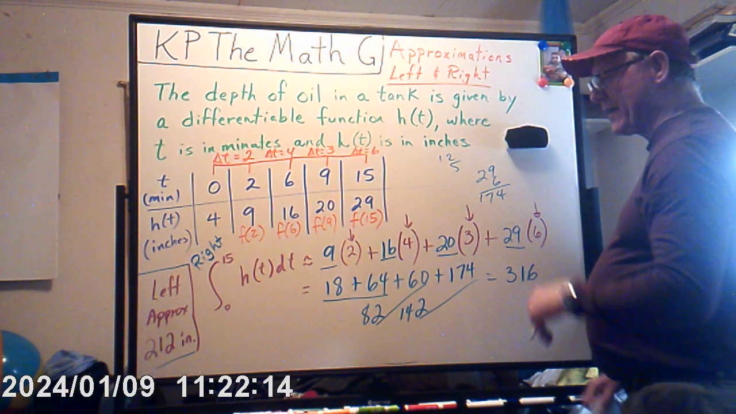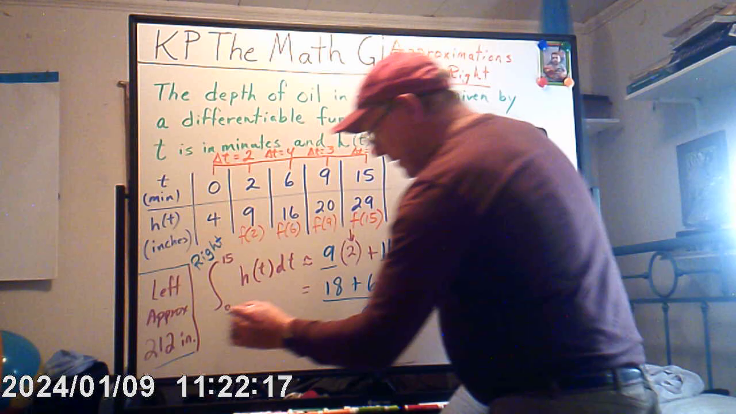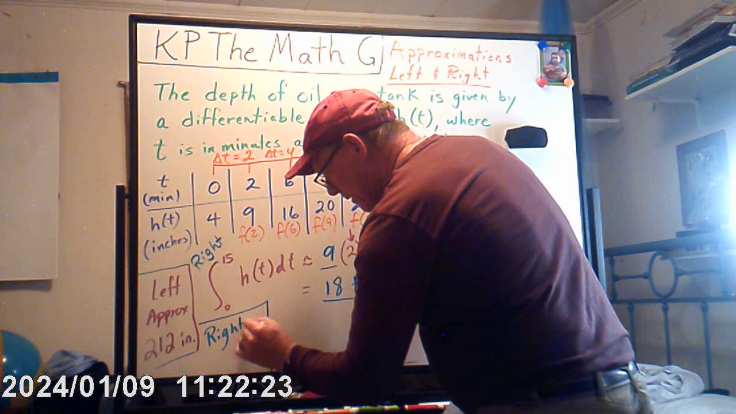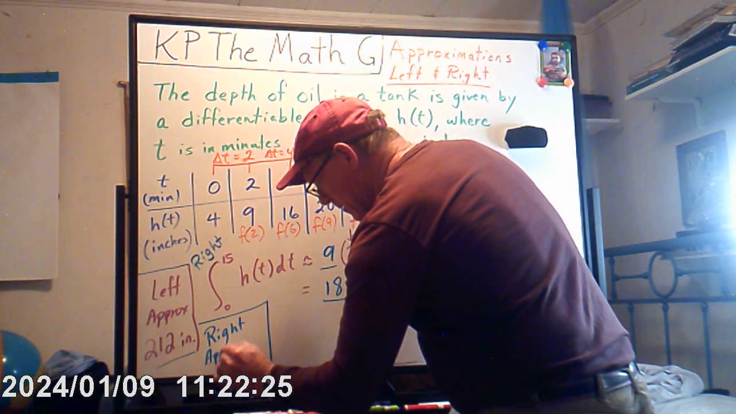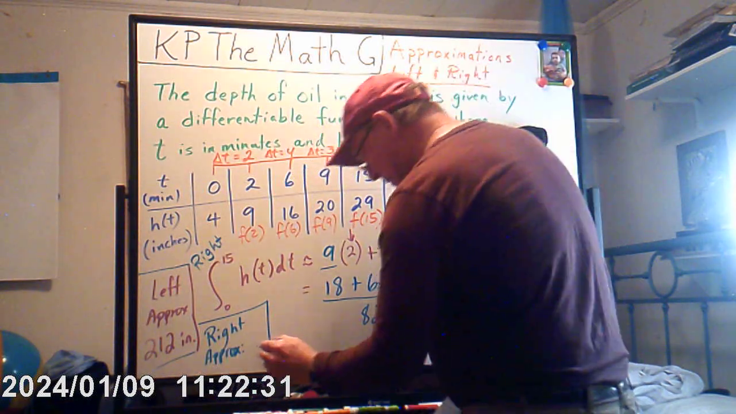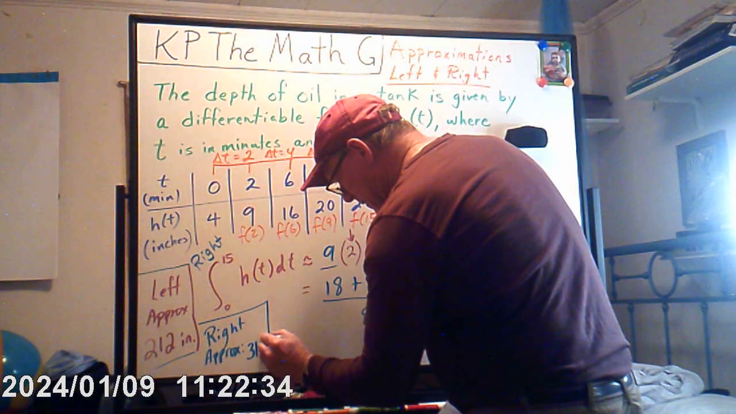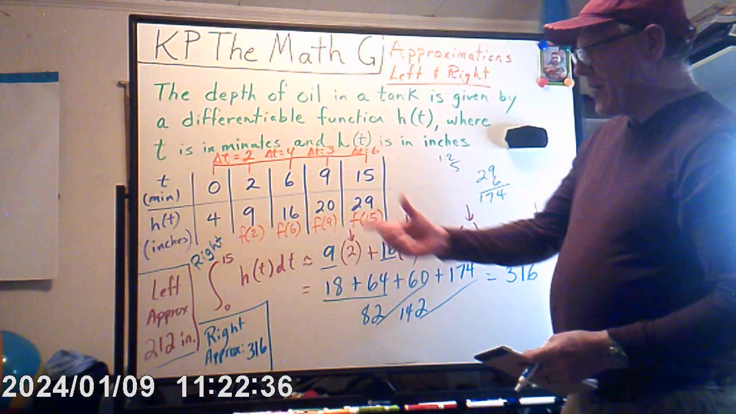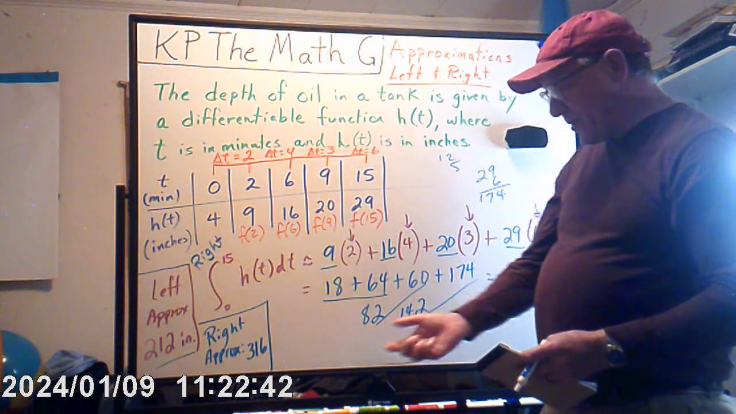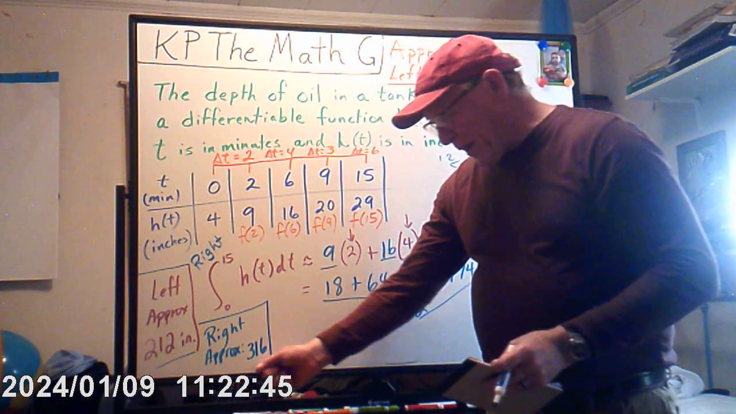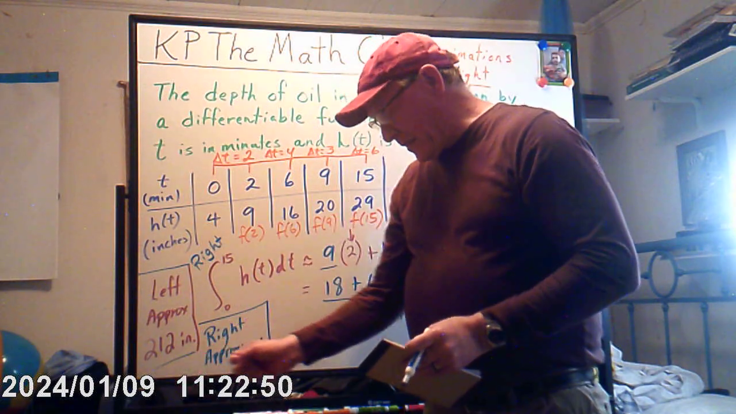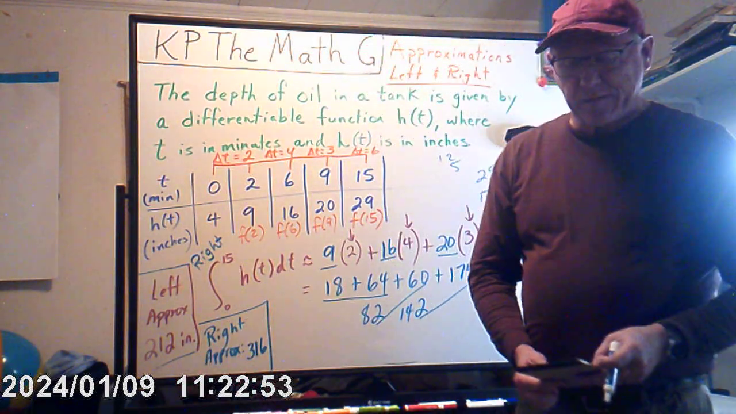It's substantially different. So the right approximation would be 316. So you can pretty well guess that if you had to look at the exact amount, since we're making approximations, it's somewhere in between 212 and 316. This is an under approximation. This is an over approximation.